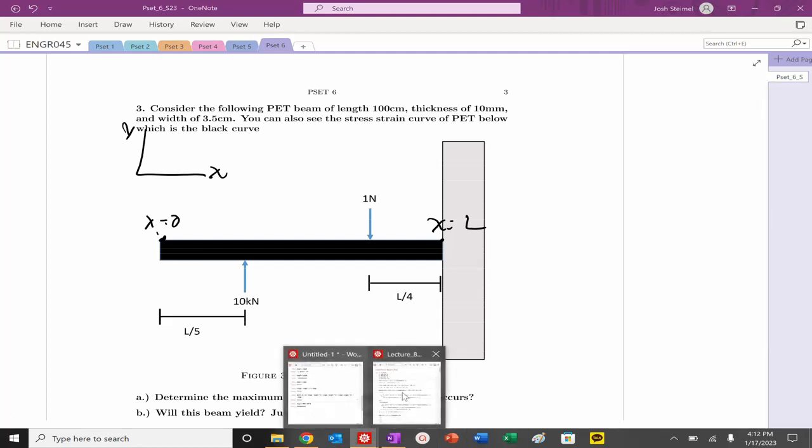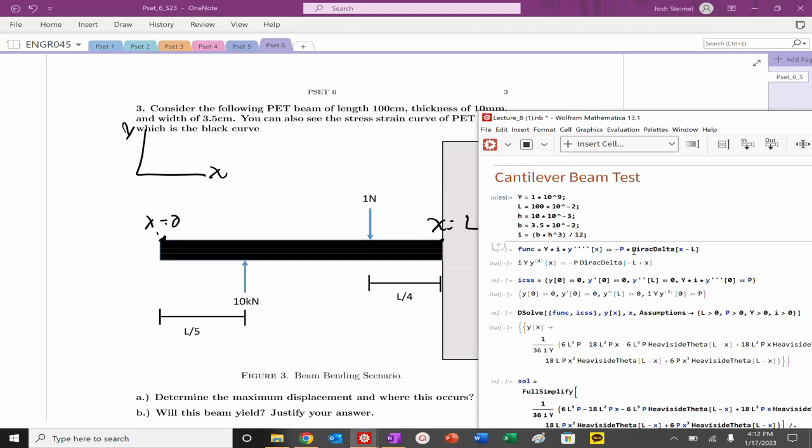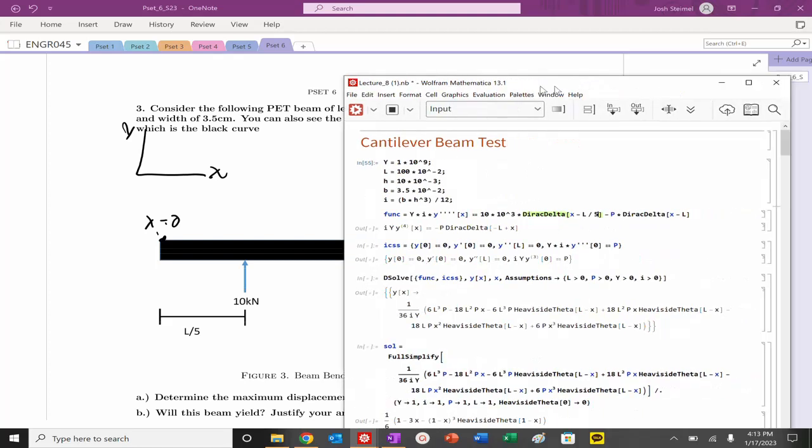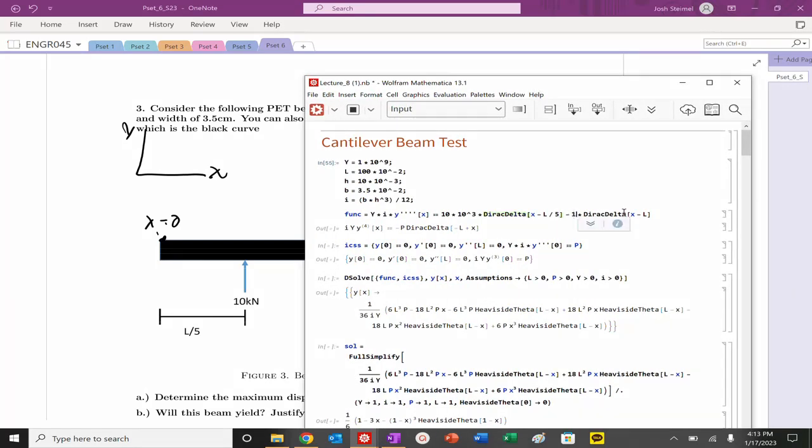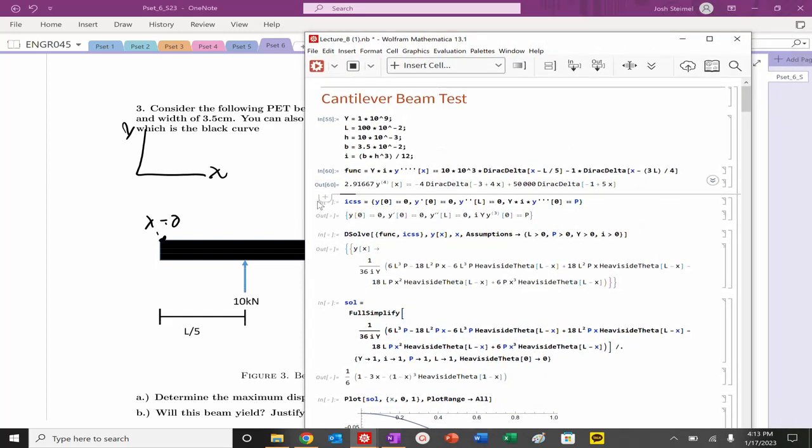So we have a system here where I'm going to put one here, and I'm going to put another one over here. So I have a force pointing in the up direction, 10 times 10 to the 3, applied at a distance of L divided by 5. And then I also have minus 1 Newton at x equals, actually, 3L divided by 4. So that's my function. That's our Euler-Bernoulli beam bending problem.